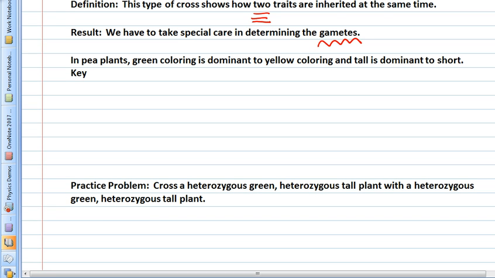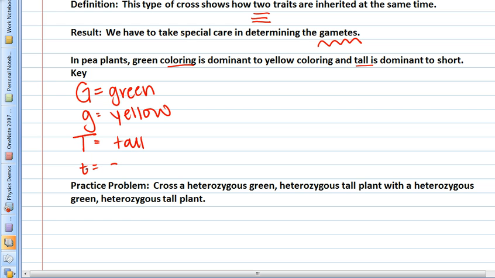So let's take a look here. We're going to be talking about pea plants, and we're going to talk about their coloring as well as their height. Okay, those are our two traits. So the first thing we need to do is go through and actually create the key, just like normal. We are told that green is dominant to yellow. So we'll use a big G to mark green and a little g for yellow. And that tall is dominant to short, big T, little t.